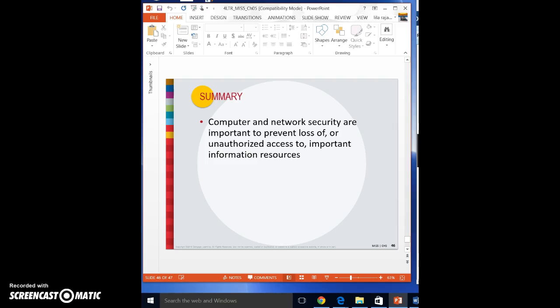Computer and network security are important to prevent loss of or unauthorized access to important information resources. And finally, in case a disaster happens, we need to make sure that we have business continuity planning in place. And we have certain steps that we follow in case a natural disaster happens or any type of attack happens to our system. We should be able to get our information up and running very quickly.